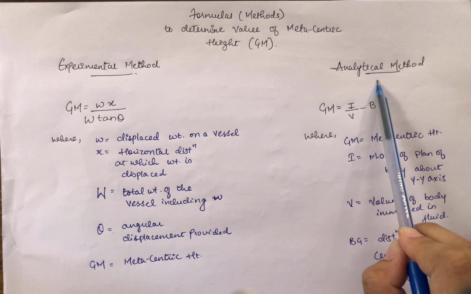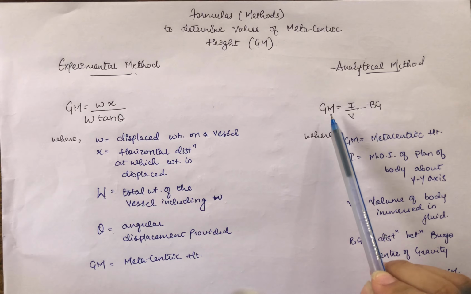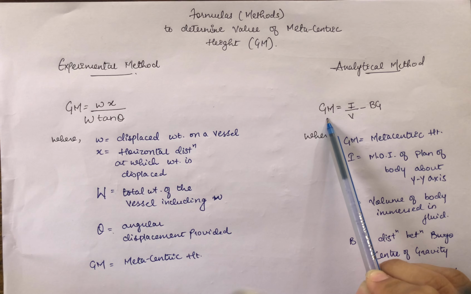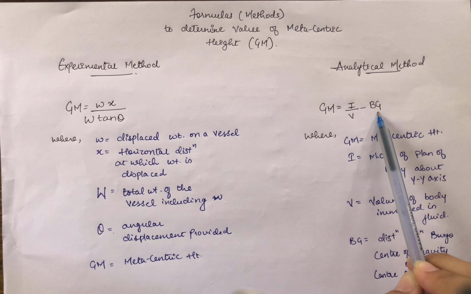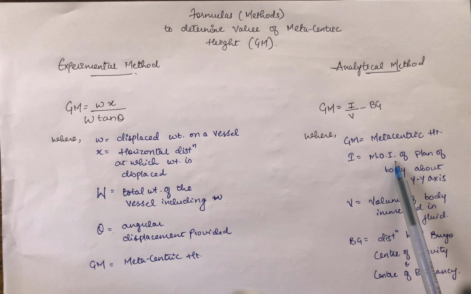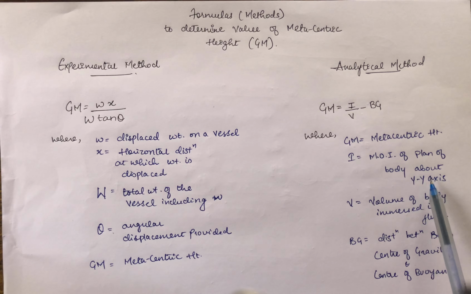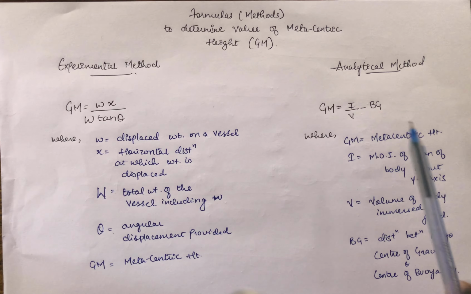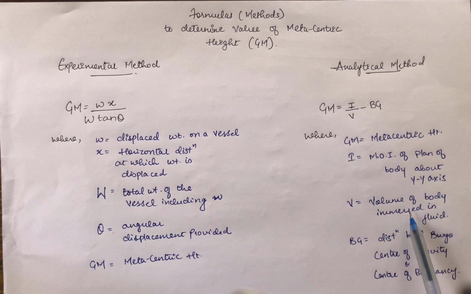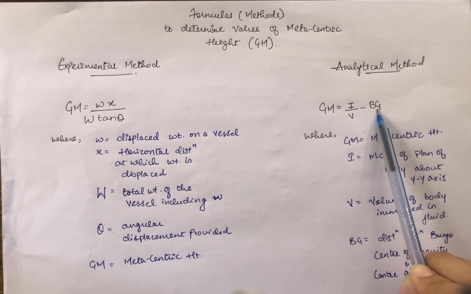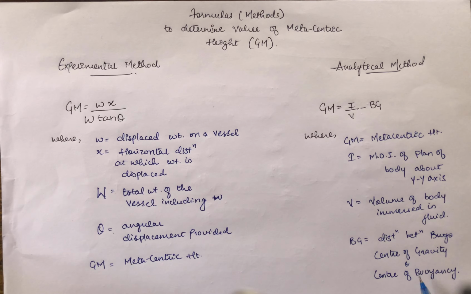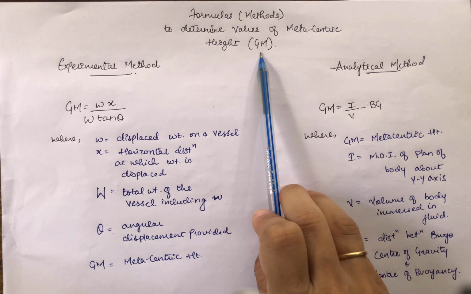Now coming to the analytical method. The analytical method to calculate the value of metacentric height GM is I by V minus BG, where I is the moment of inertia of the plan of the body about the y axis or YY axis, V is the volume of the floating body which is immersed in fluid, and BG represents the distance between the center of gravity and the center of buoyancy. So these are the two methods through which we can determine the value of metacentric height GM.